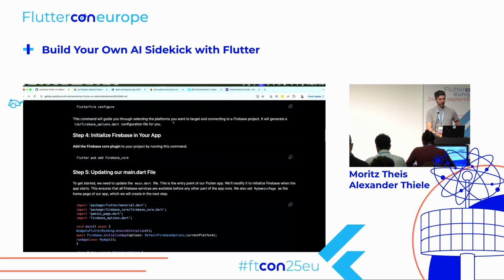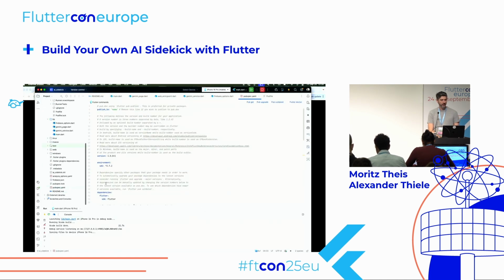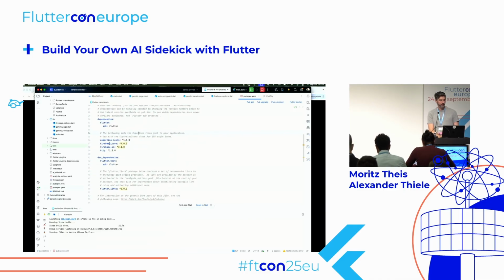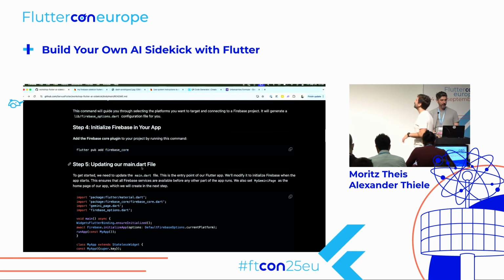Let me continue a little bit. For Flutter, we need the Firebase core dependency, so you also need to add that to your pubspec YAML. I think today is an advanced workshop, so you should know what the pubspec YAML is. There's also the Firebase AI SDK, but this will come later.